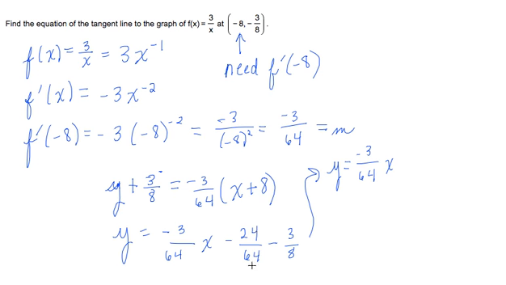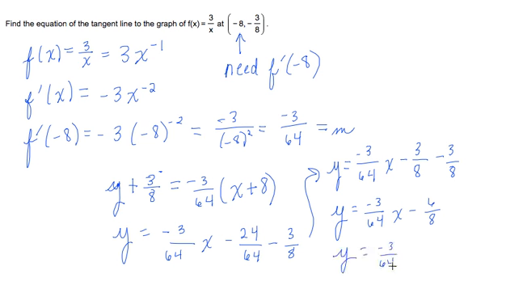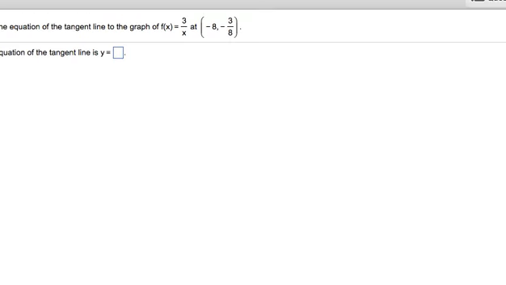Okay, we need a common denominator here. 24 over 64, yeah, we can reduce that to something over 8, because we can take an 8 out of both 24 and 64. So 24 divided by 8 is 3. 64 divided by 8 is 8. And so then I can combine the last two fractions to get negative 6 over 8. Well, we just keep going. So negative 3/4. Okay, so y equals negative 3/64 x minus 3/4.